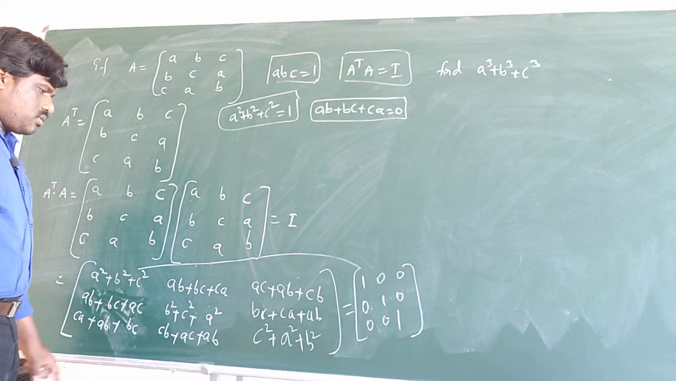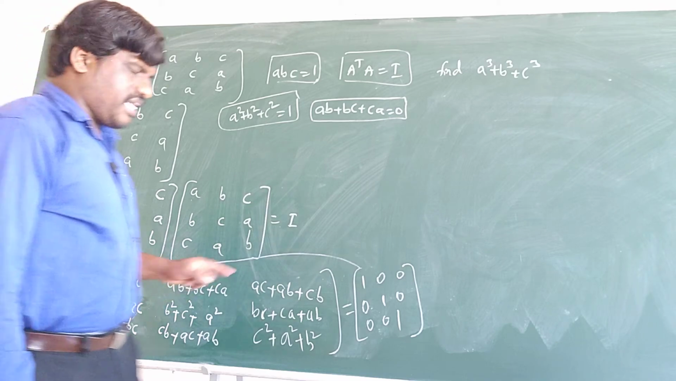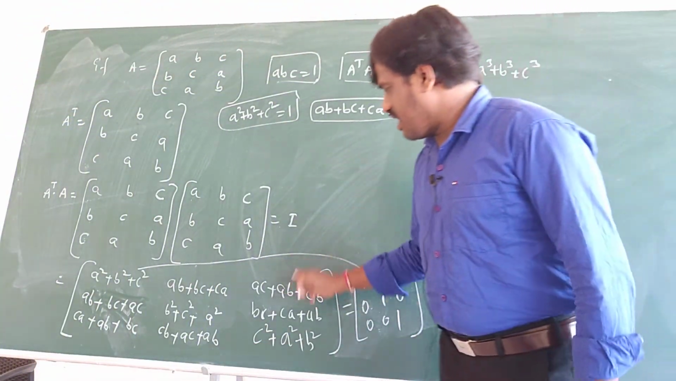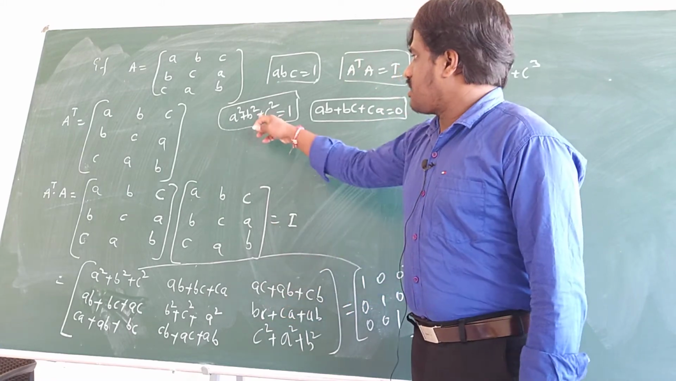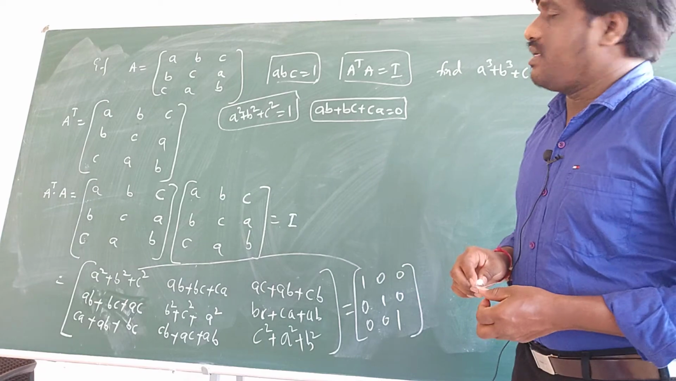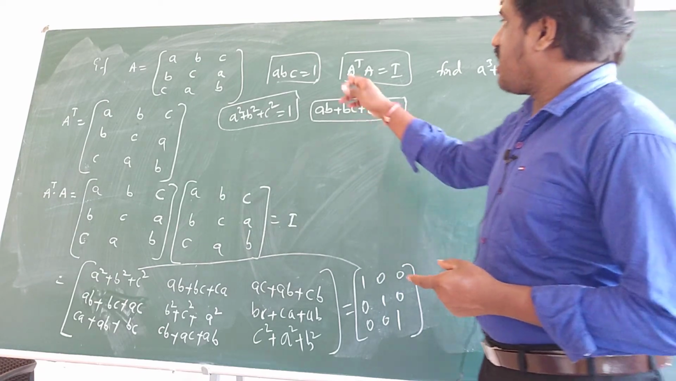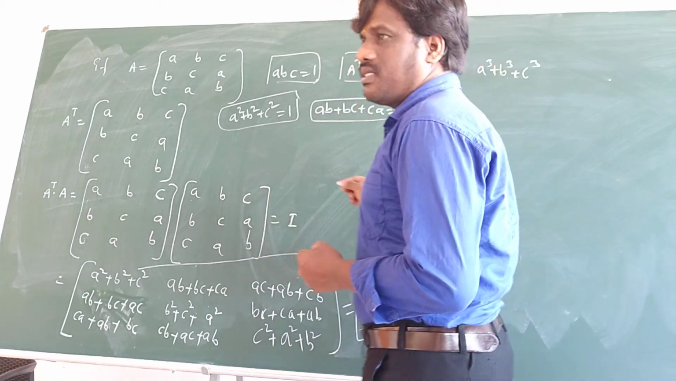Okay, so what I got here: AB + BC + CA = 0, and A² + B² + C² = 1. Equating anywhere, you get the same thing. So A² + B² + C² = 1, AB + BC + CA = 0, and they've given ABC = 1. We are asked to find what? A³ + B³ + C³.